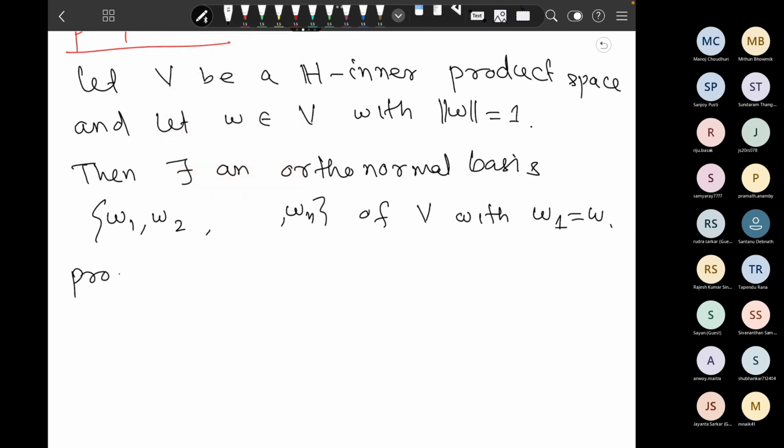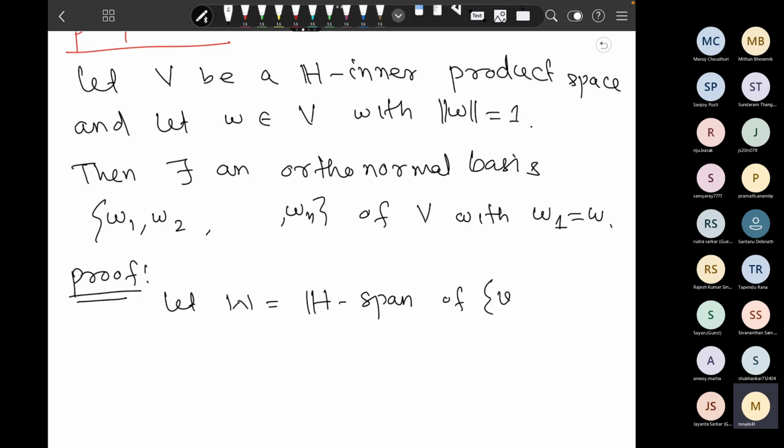Let W be equal to the span of W. Now let W perp be the set of all V belonging to V such that the inner product of V and W is equal to 0, like in the Euclidean case where you define it.